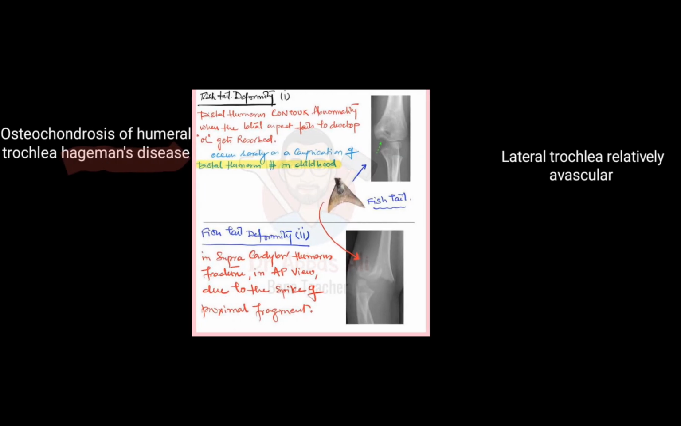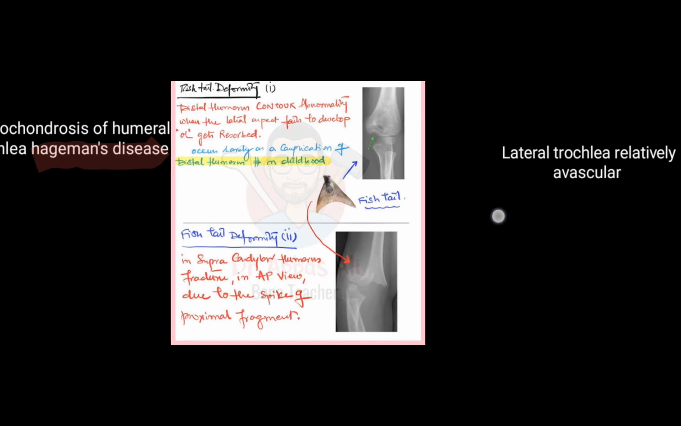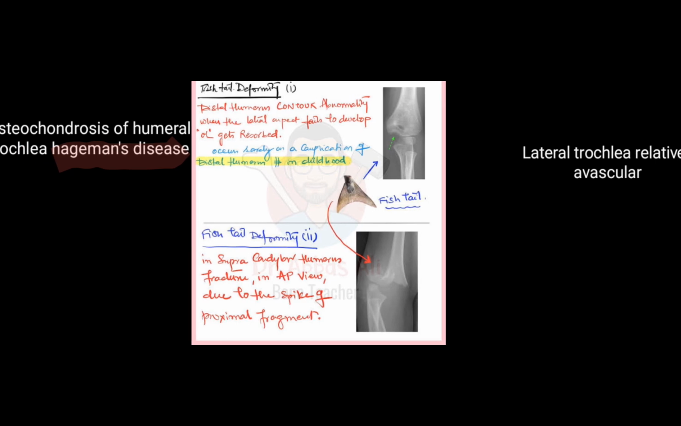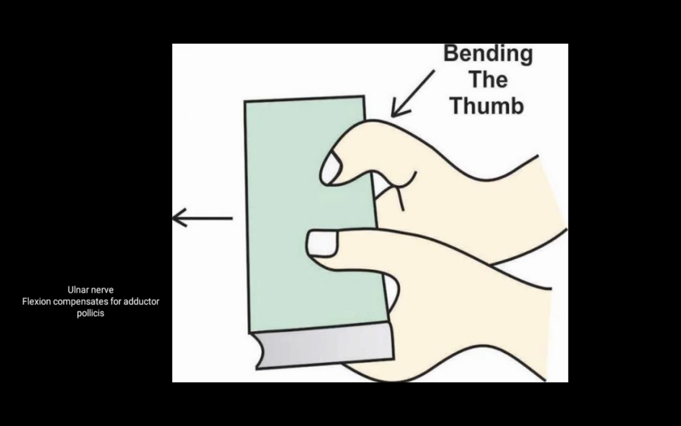Then next we have the fishtail deformity. Fishtail deformity is a distal humerus contour abnormality when the lateral aspect fails to develop or gets reabsorbed. Basically, it is a deformity of the lateral humerus, the lateral trochlea. It is relatively avascular. If a fracture occurs in the distal humerus, then there will be a deformity that is called the fishtail deformity, in supracondylar humerus fractures. And osteochondrosis of the humeral trochlea is known as Hageman's disease.